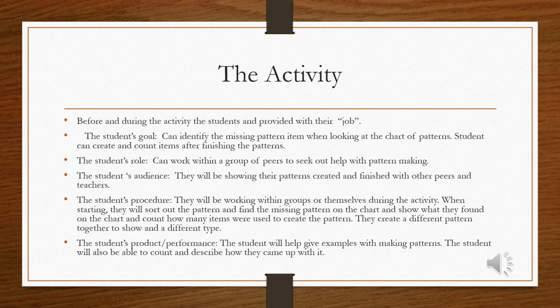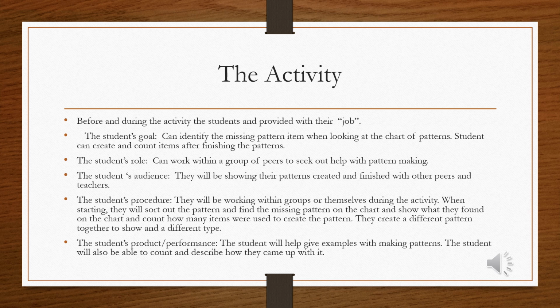The student's audience: they will be showing their patterns created and finished with peers and teachers. The student's procedure: they will be working within groups or by themselves during the activity. When starting, they will sort out the pattern and find the missing pattern on the chart, show what they have found on the chart, and count how many items were used to create the pattern. They create different patterns together to show a different type.